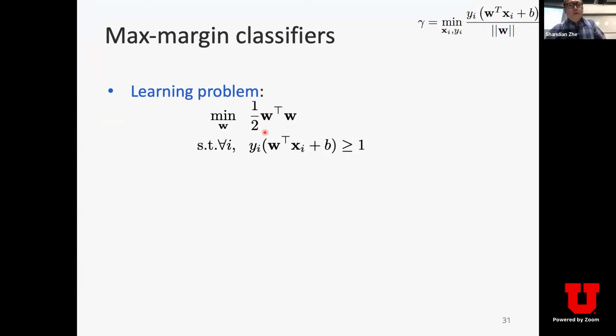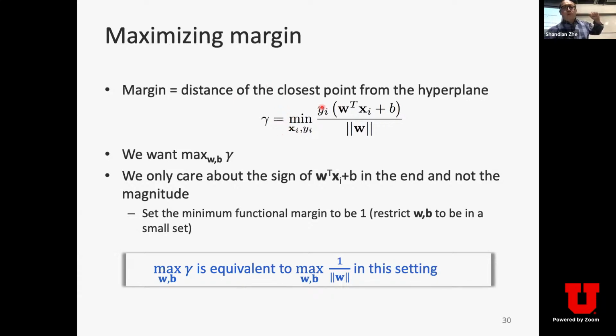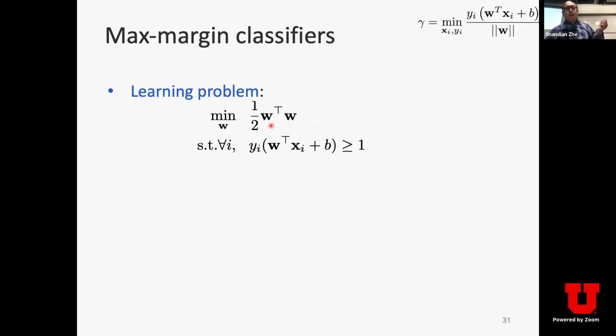And then we need to consider the constraint, because the precondition that lets us simplify our optimization like this is that we restrict the range of W and b to be the set whose minimum function margin is 1. So in our objective function, we have to specify this constraint: the minimum function margin is 1. That means for every training example, the function margin will be no less than 1. Does it make sense? This is just saying this.